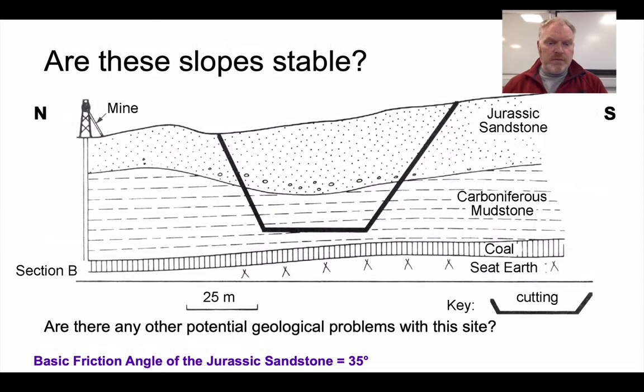Section B then has a sequence of Carboniferous sediments at its base and the Jurassic sandstone above there. The basic friction angle for this Jurassic sandstone is 35 degrees. As engineering geologists as well, can we consider, are there any other potential problems with this site?